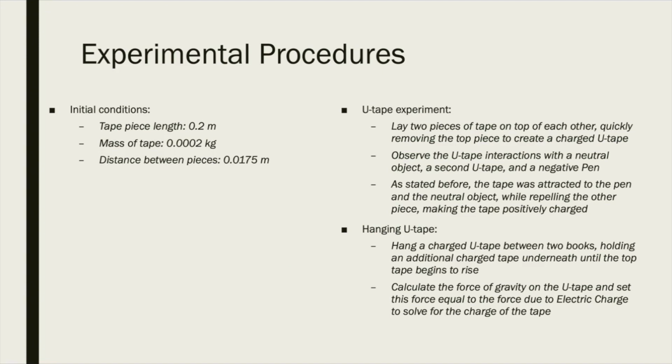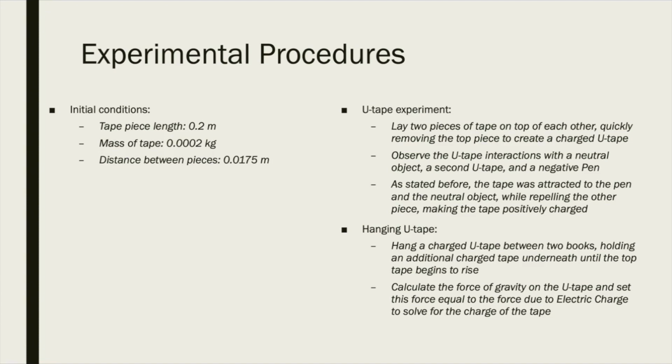And for the first experiment with the U-tape, we laid 2 pieces of tape on top of each other, quickly removing the top piece to create a charged U-tape. We observed the U-tape interactions with a neutral object, a second U-tape, and a negative pen, so 3 total interactions. And as stated in the introduction, the tape was attracted to the pen and to the neutral object while repelling the other piece, making the tape positively charged.